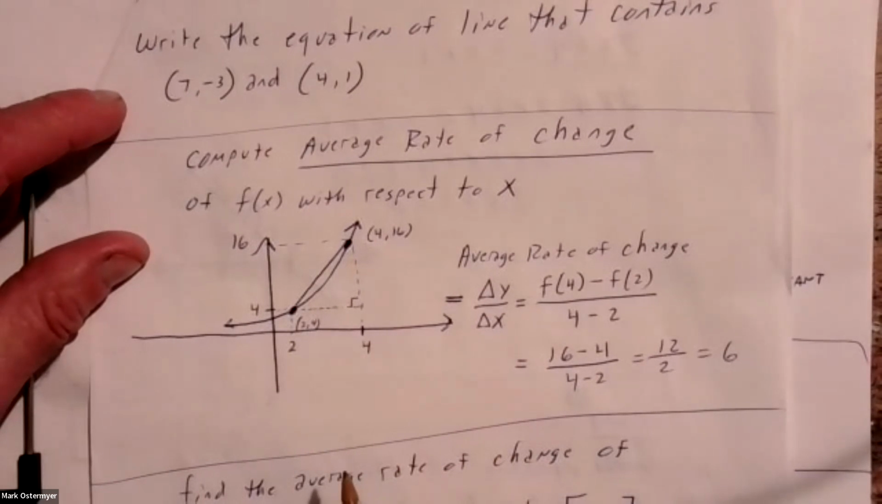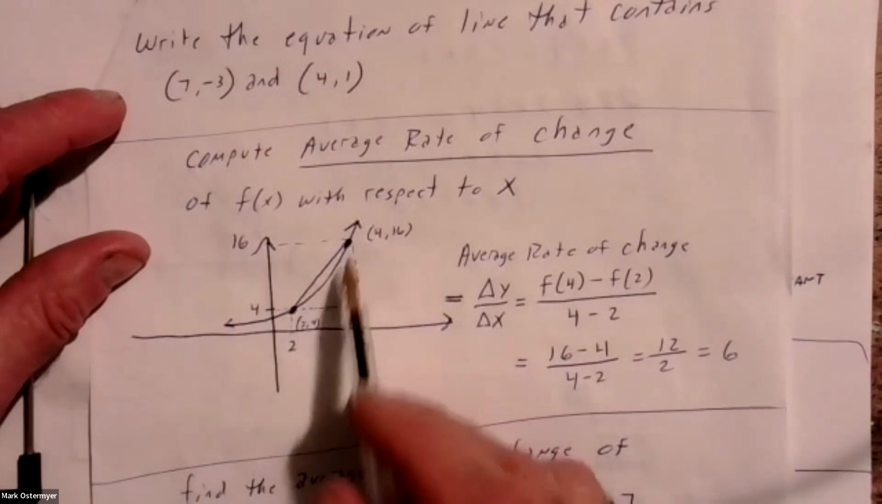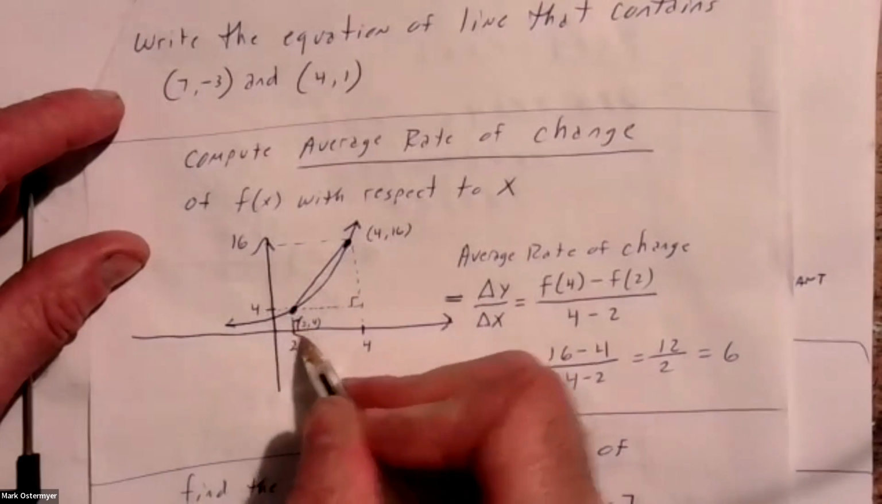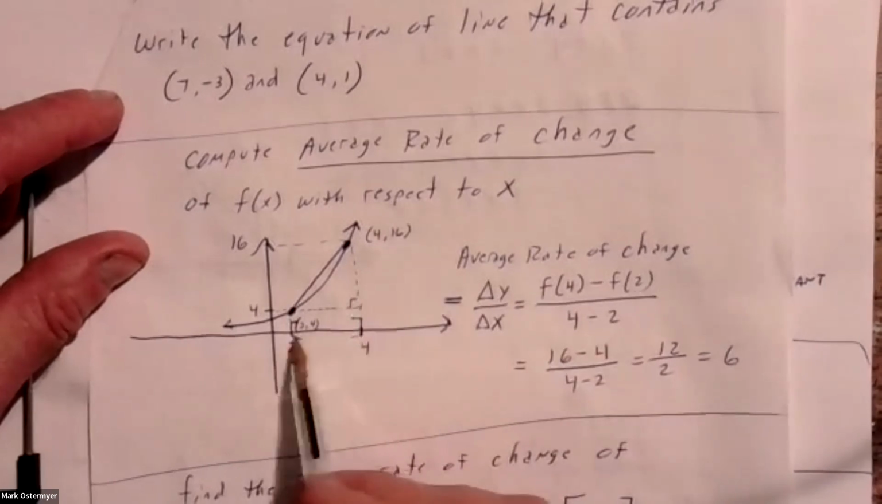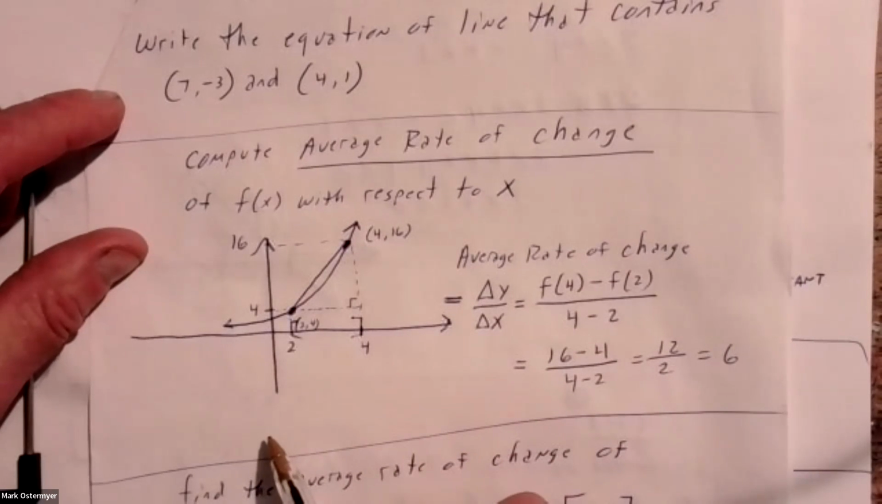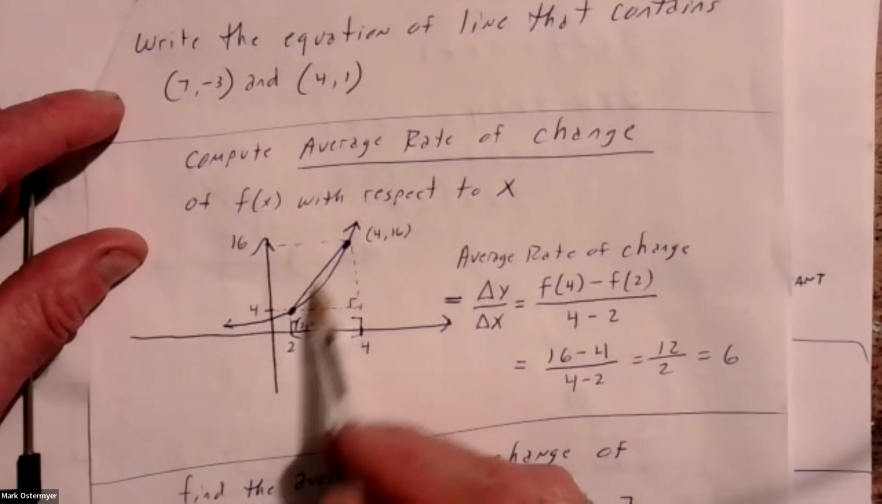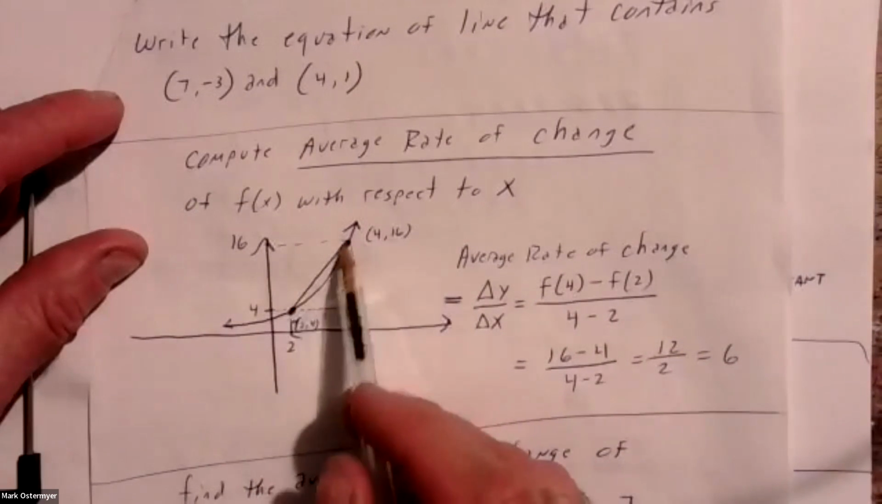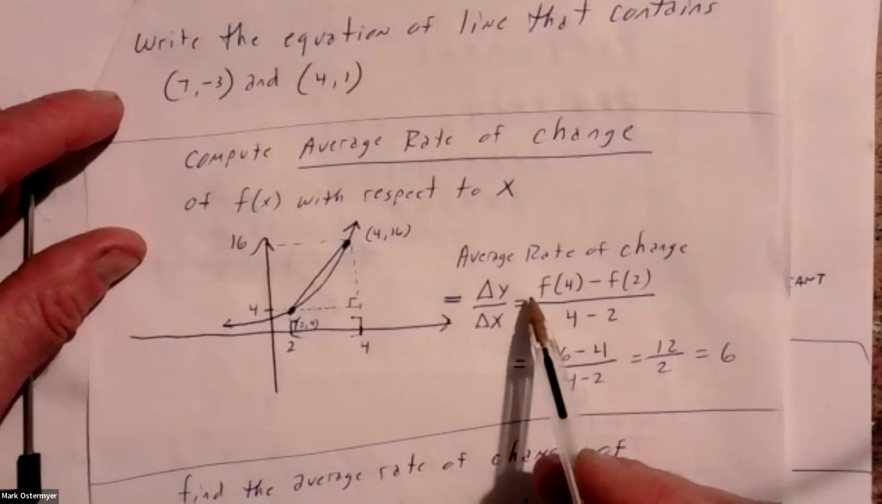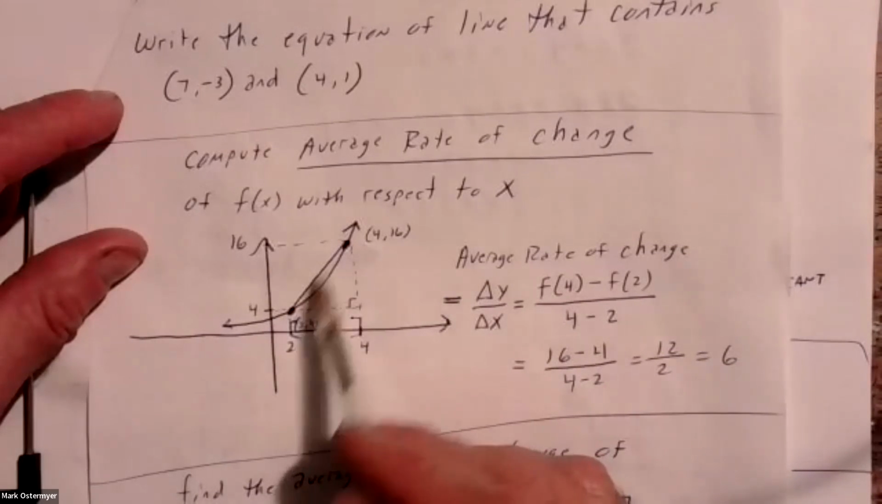And I want to find the average rate of change of f of x, my function, with respect to x on the interval from 2 to 4. So on this interval from 2 to 4, what's the average rate of change of f of x with respect to x? Well, all we've got to do is find the slope of this little secant line, this little line segment here. To do that, we find the change in y, which will be the difference in the y coordinates of these 2 points.